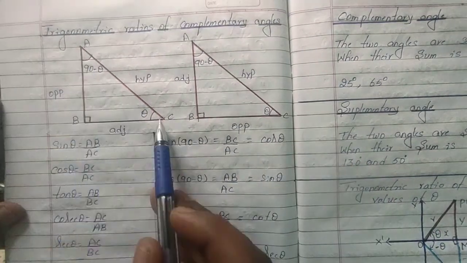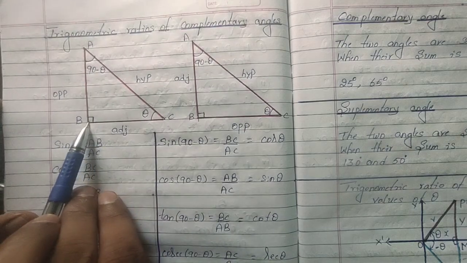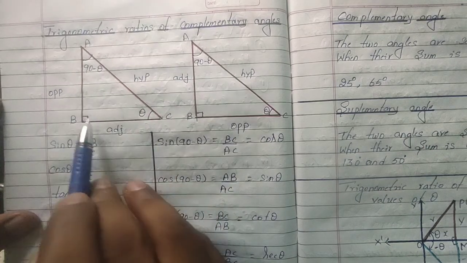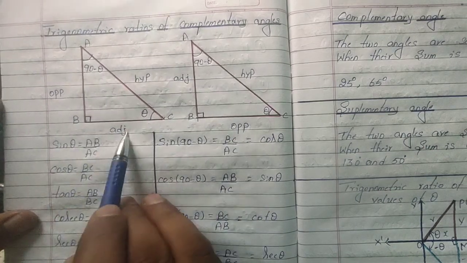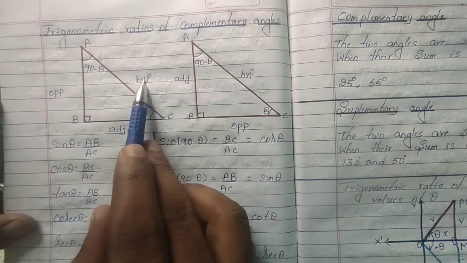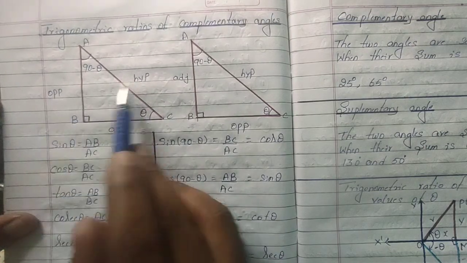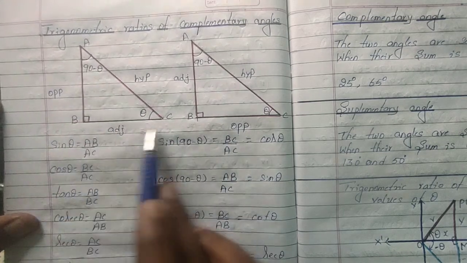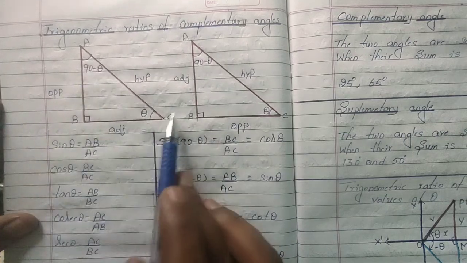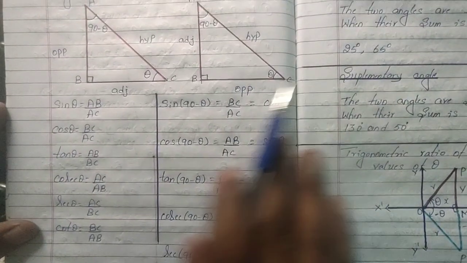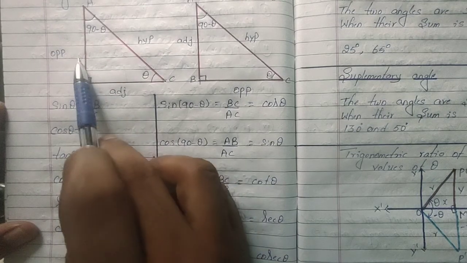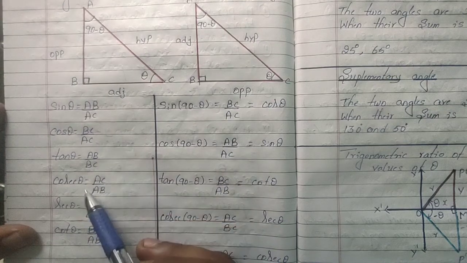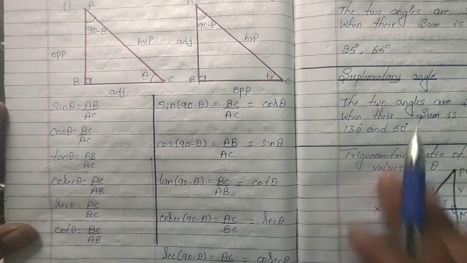Here I have taken triangle ABC, 90 degrees at B, and this is theta. The side opposite theta is the opposite, the side included between 90 degrees and theta is the adjacent, and the side opposite the 90 degrees is the hypotenuse. What is sin theta? Opposite by hypotenuse, means AB by AC. Cos theta is adjacent by hypotenuse, BC by AC. Next, tan theta is opposite by adjacent, means AB by BC.